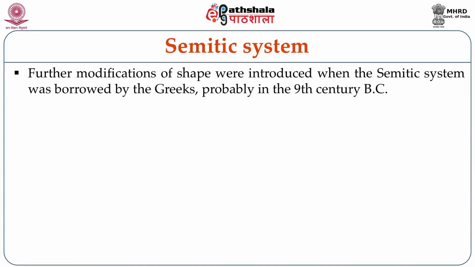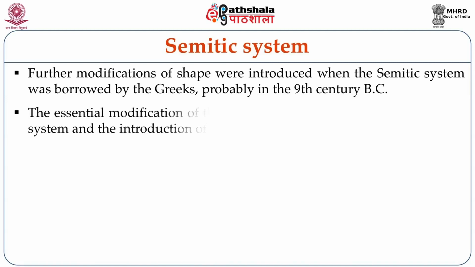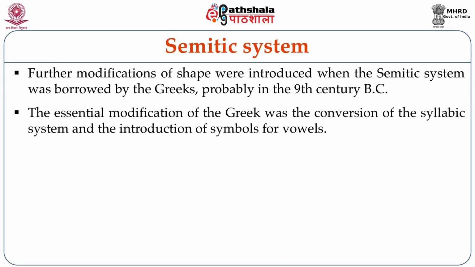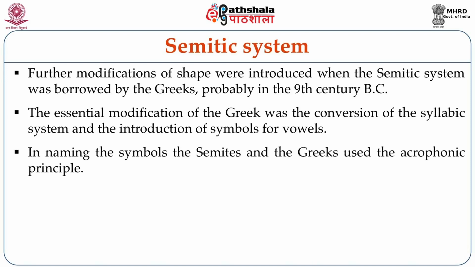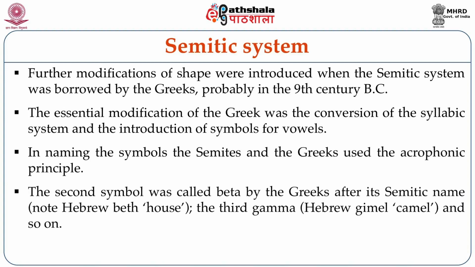Further modifications of shape were introduced when the Semitic system was borrowed by the Greeks, probably in the 9th century BC. The essential modification of the Greek was a conversion of the syllabic system and the introduction of symbols for vowels. In naming the symbols, the Semites and the Greeks used the acrophonic principle. The second symbol was called beta by the Greeks after the Semitic name. Note Hebrew Beth means house. The third, gamma, Hebrew gimel, camel, and so on.